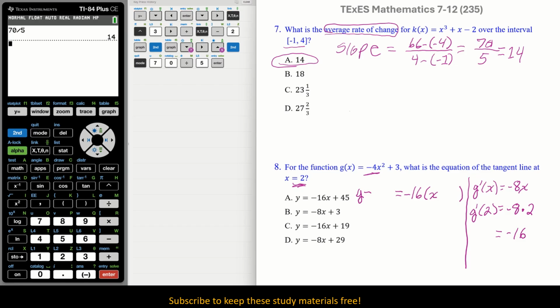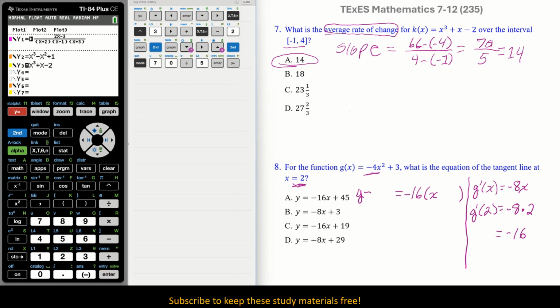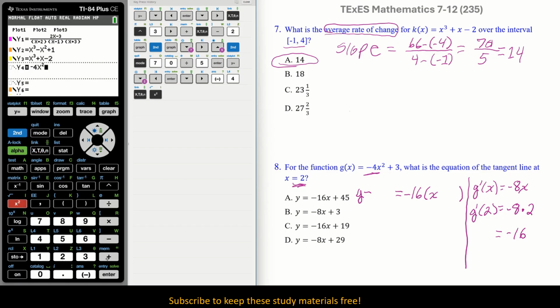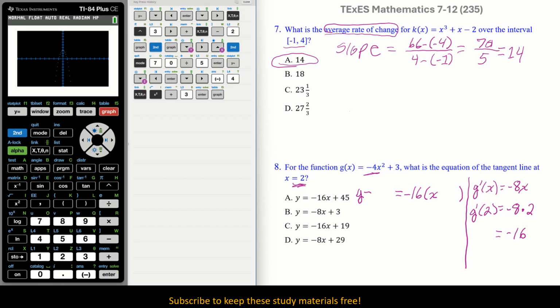Well, what do we know what those somethings are? We go back again to our y equals and simply, I'm going to go down, turn off that equation, and I'm using y4. Okay, so let's put in negative 4x squared plus the 3. And now I'm going to push enter. There we go. And graph.